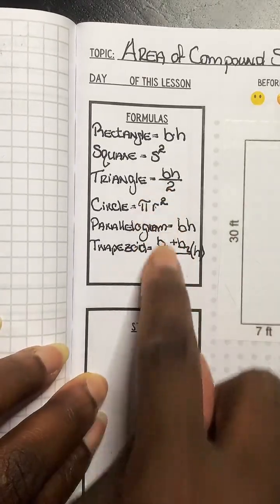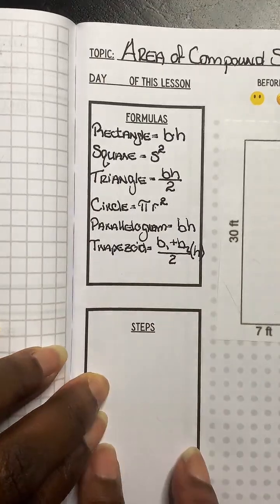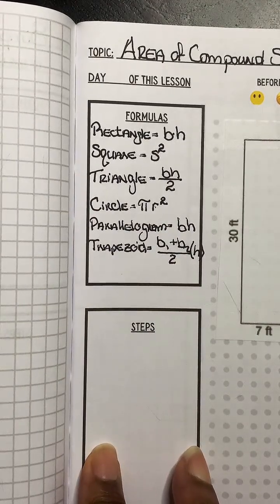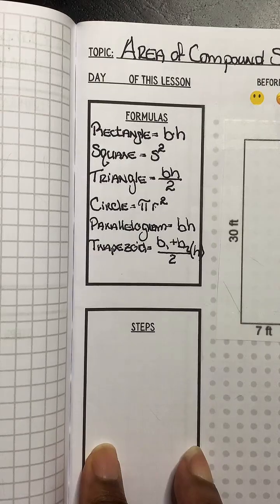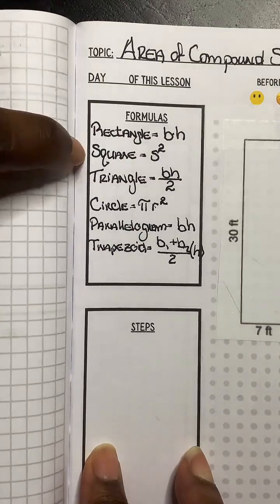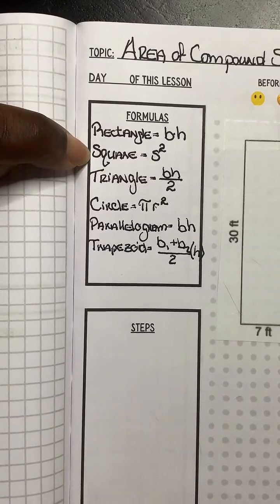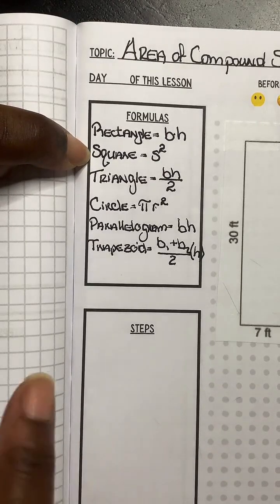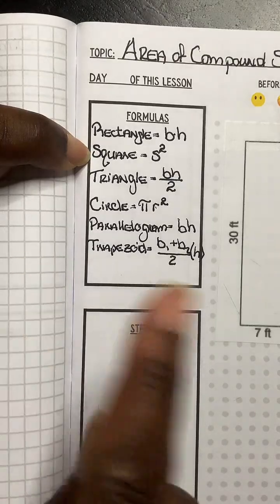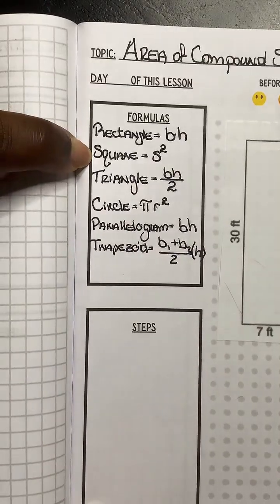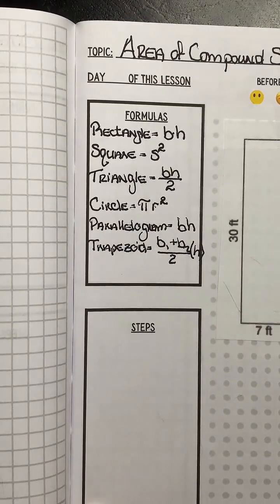These are the formulas for the areas depending on the shape. Rectangles, and in a way squares, and also parallelograms have the same area: base times height. But with squares, all four sides are exactly the same length. So instead of base times height, I can say side squared. That's what the S squared means.